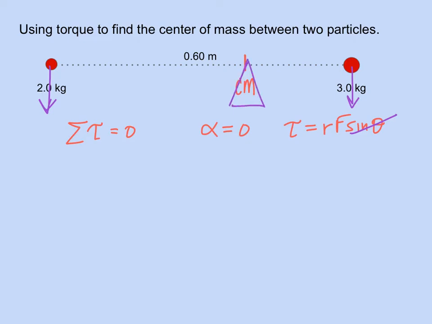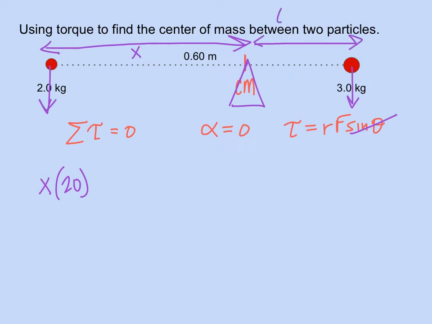And so the 2 kilogram object would exert a positive torque on the system. And the distance, I don't know. I just know that it's some part of 0.6. So I'm just going to call this distance x and say that the torque would be x times 20 newtons, and again, times the sine of 90. On the other side, I have the rest of the distance. Again, it's not x and it's not 0.6. It's whatever 0.6 is minus x.